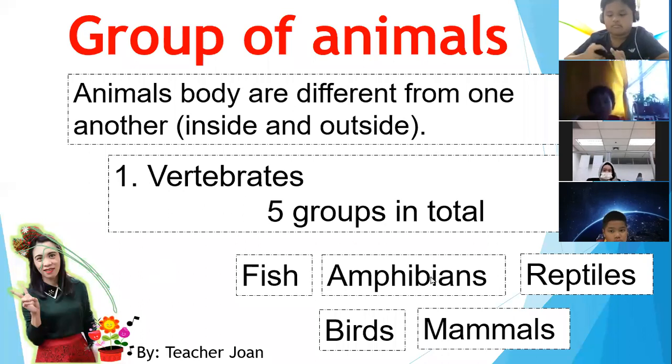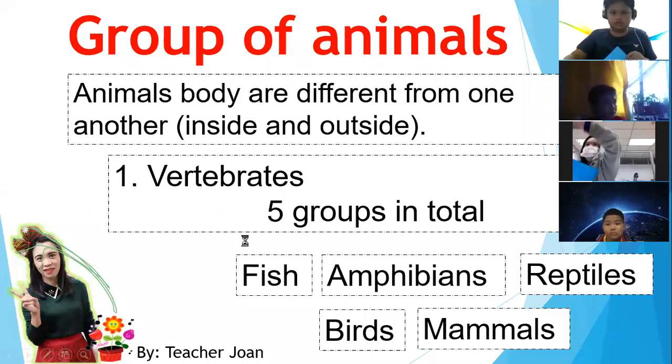and write these words on the first page of the science notebook. Group of animals, animals' body are different from one another inside and out. One is vertebrates, five groups in total, okay? Fish, amphibians, reptiles, birds, and mammals.